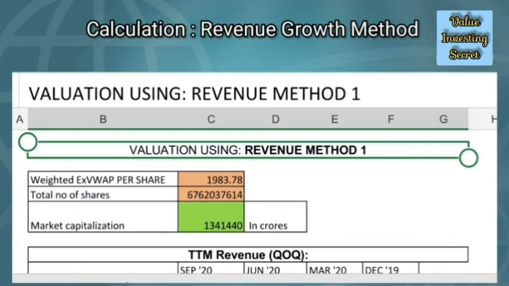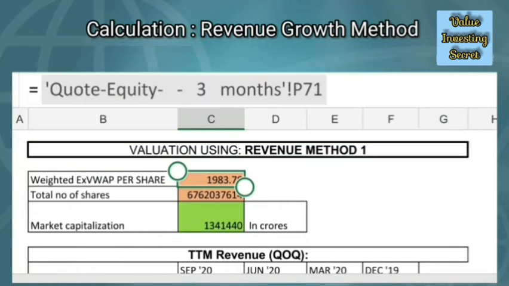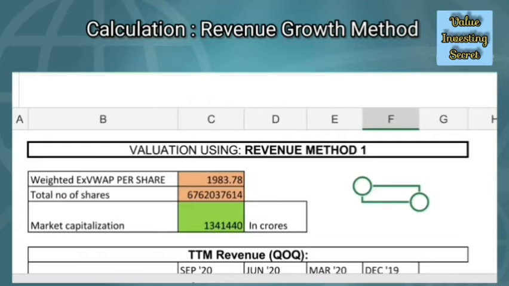Before that, I need the weighted VWAP of Reliance Industries. You can take the last traded value of Reliance Industries also. But what happens in the market is the prices will be continuously fluctuating for different reasons. So it's better to take the VWAP of 3 months or 6 months, whichever you need.